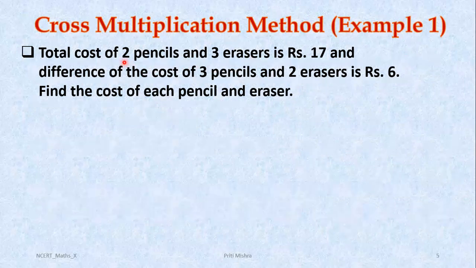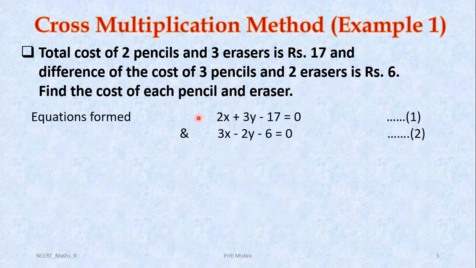Then according to the question, we will be having first equation 2x plus 3y is equals to 17. Right? And second will be 3x minus 2y is equals to 6. So in order to write it in the cross multiplication format, we have to write equations like this: 2x plus 3y minus 17 is equals to 0 and 3x minus 2y minus 6 equals to 0. We are having here these two equations.